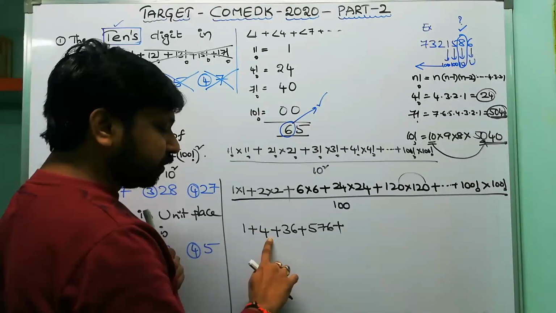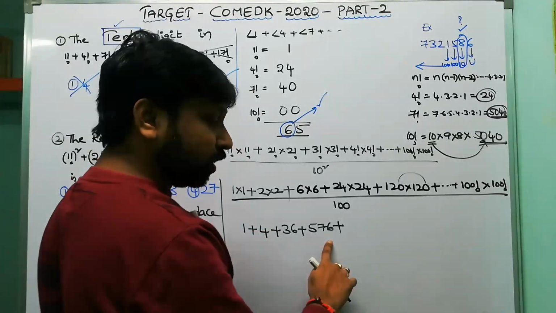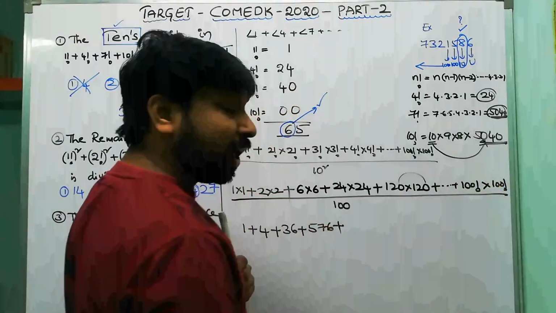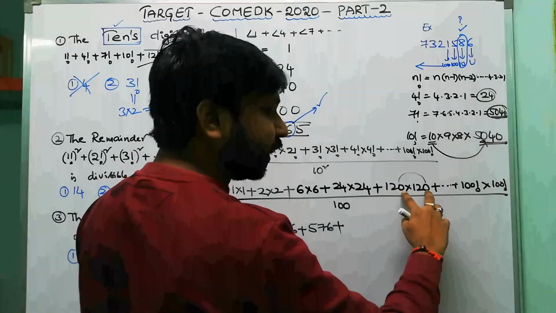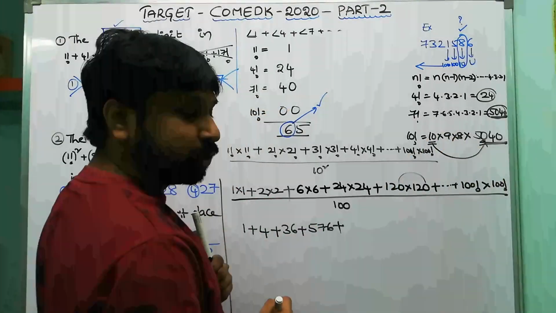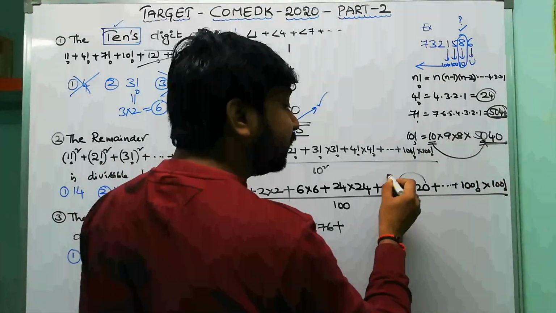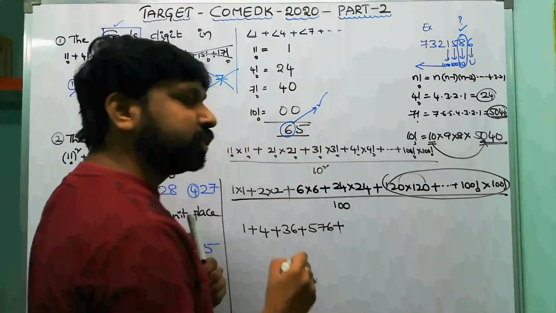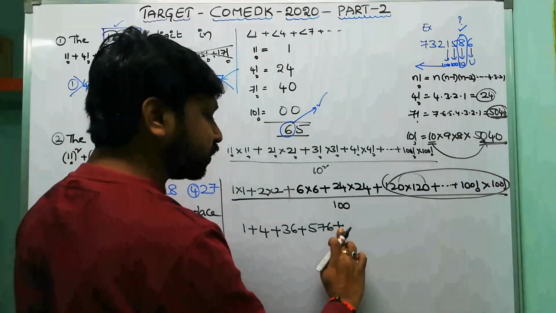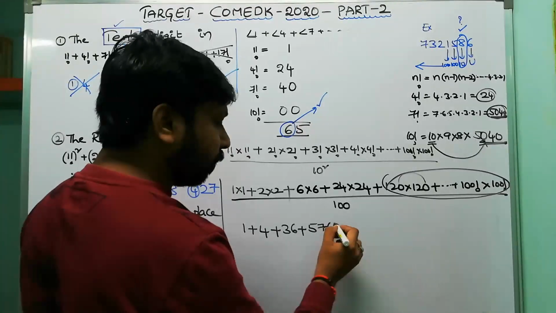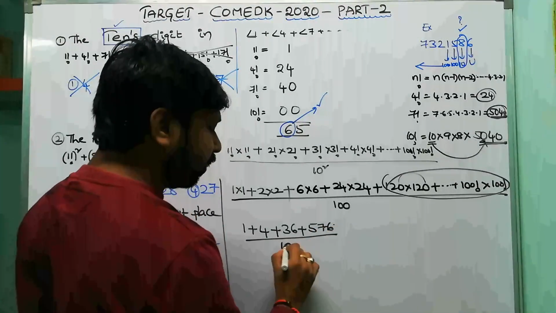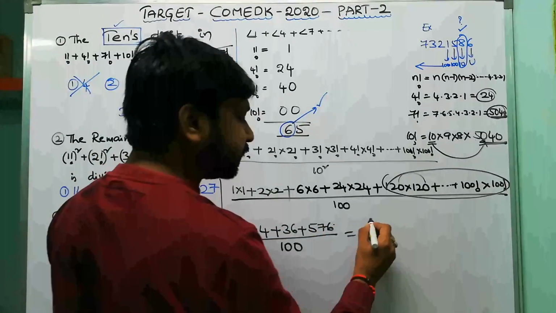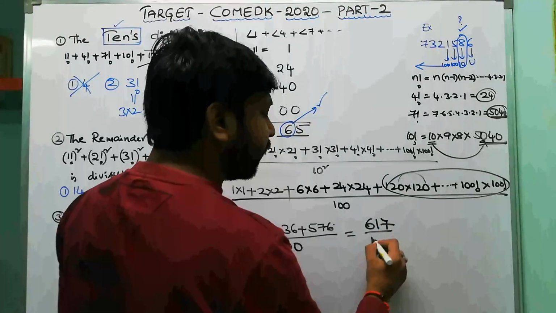So this is not divisible, this is not divisible, this is not divisible. But these continuing values end in 00. Because here you are getting 00, every value contains 00. Whenever a quantity is divisible by 100, you need not consider it. So you should stop here, divided by 100. This sum is nothing but 617 by 100.